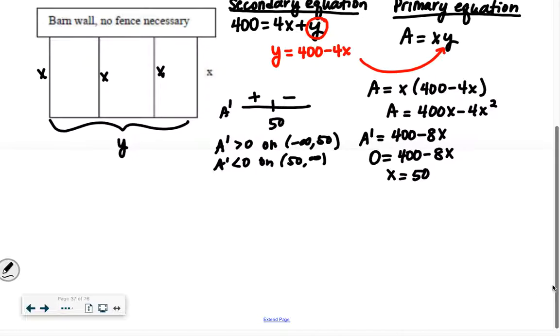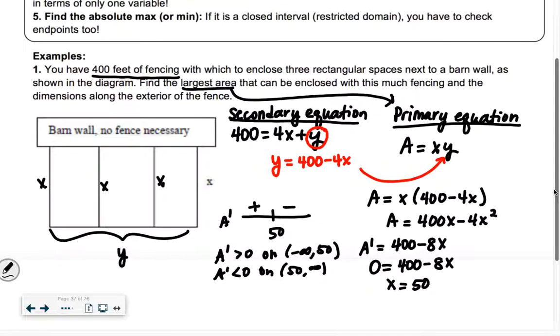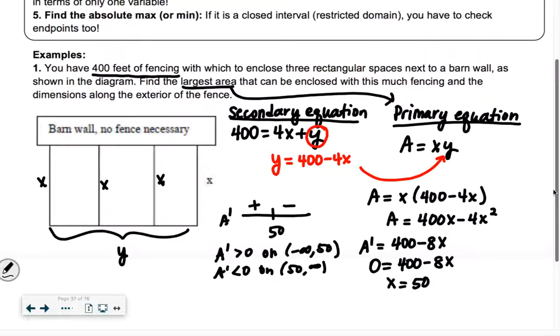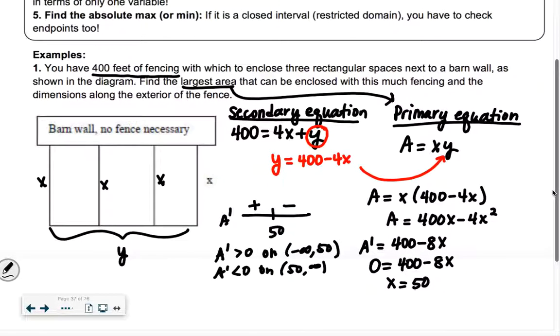All right, and then always look to see what you were trying to find. So sometimes it will say dimensions, sometimes it will say find the area. What did it say? It said find the largest area. Is x equals 50 the largest area? No, that's like one of the dimensions. That's this distance here.